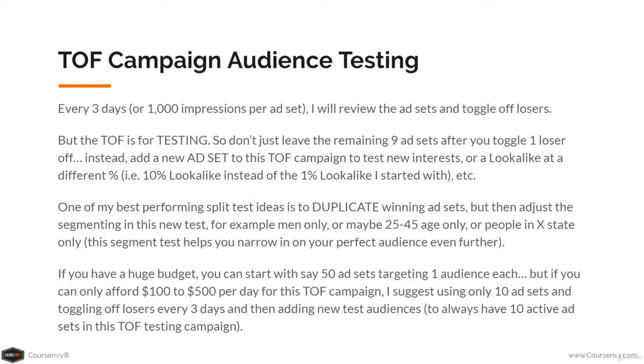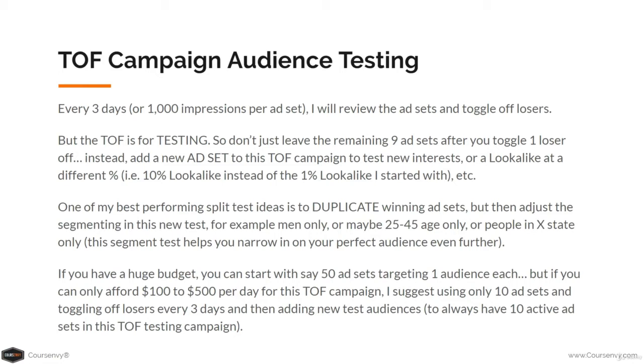So every 3 days or 1,000 impressions per ad set, I will review these ad sets and toggle off the losers. But remember, top of funnel is for testing. So don't just leave the remaining 9 ad sets after you toggle off 1 loser. Instead, add a new ad set to this top of funnel campaign to test new interests, or maybe a lookalike at a different percent, i.e. 10% lookalike instead of the 1% lookalike I started with, and so on.